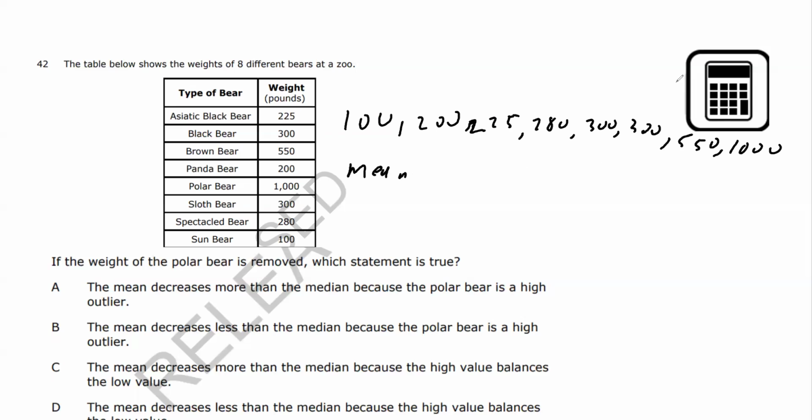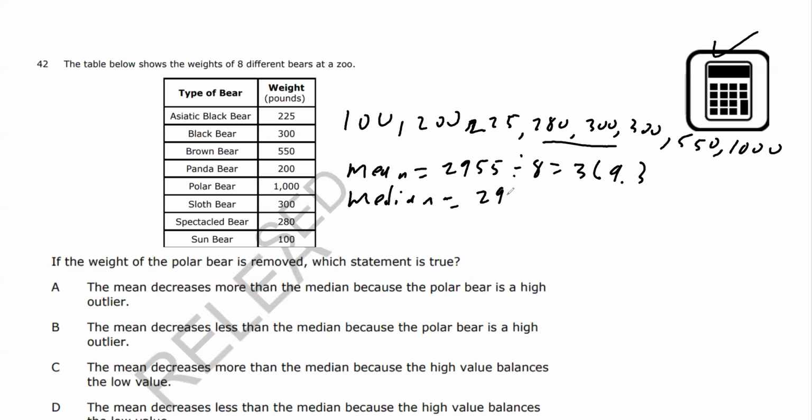And it is calculator active, so that makes it a little easier. So I'm going to speed things up a little bit. The mean is when you add up the numbers, you get 2955, and you're going to divide it by 8, and you get 369.3. And you can check this on the calculator. I don't care about all the decimals past here. The median is the middle number, and the middle number is there's two of them, 280 and 300. So the middle number of those two is 290.